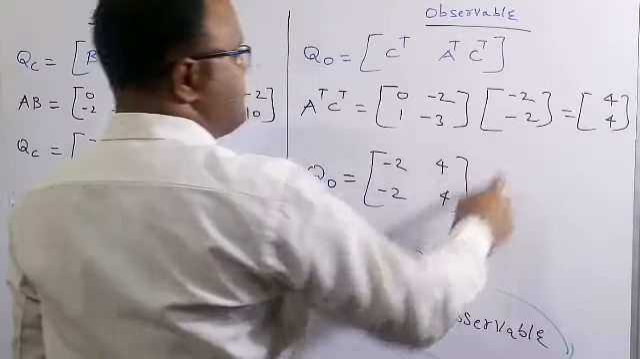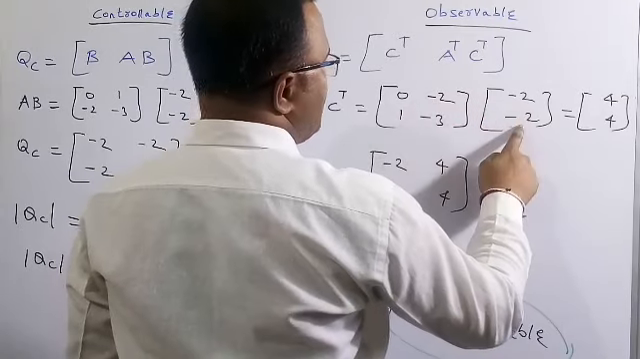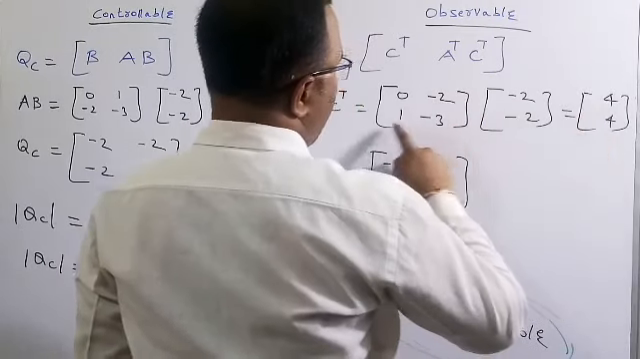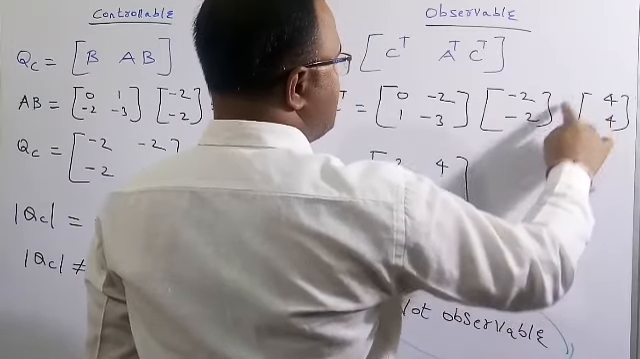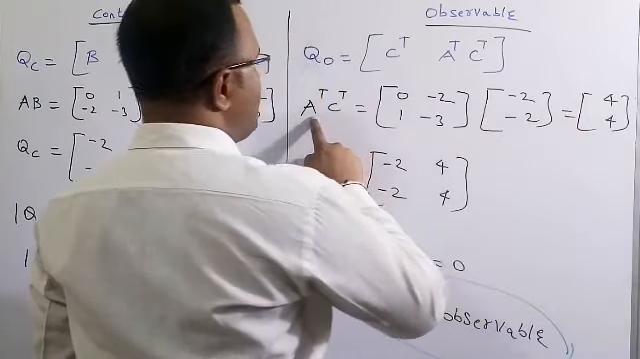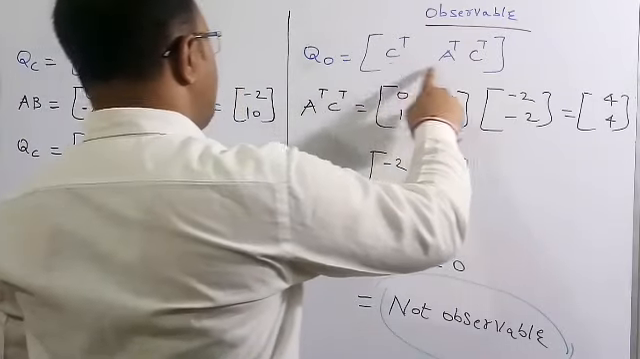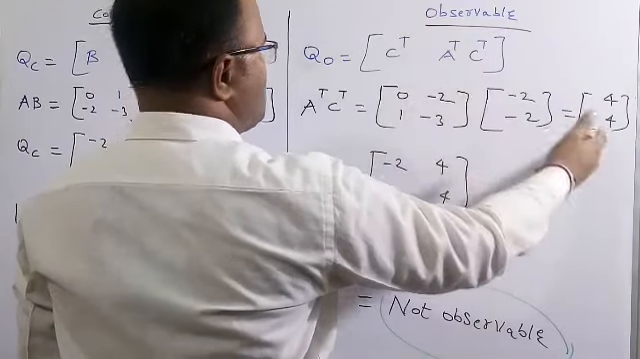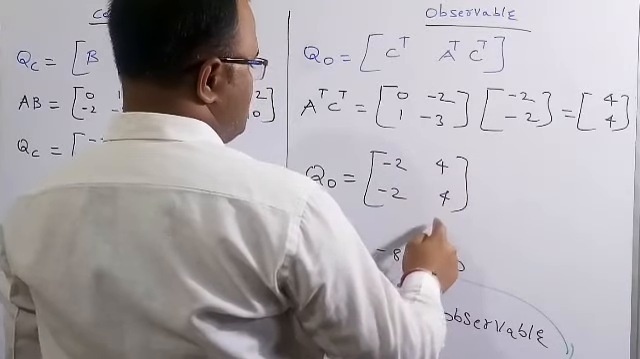After doing the simplification of the matrix multiplication, 0 into minus 2 plus minus 2 into minus 2 will become 4, and 1 into minus 2 plus minus 3 into minus 2 will become 4. This is the net product of A transpose and C transpose. So we know the C transpose value and also A transpose C transpose. So this is the C transpose value and this is the A transpose into C transpose.